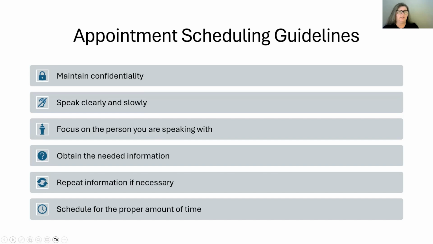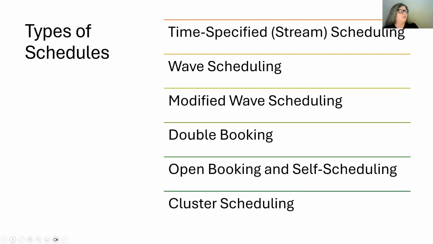But just make sure you get, absolutely name, absolutely date of birth, insurance name at least at minimum, the reason they're coming in so you can schedule them for the appropriate period of time, and then a good callback number for them, just in case. And like I just mentioned, scheduling for the proper amount of time, which we'll talk a little bit more about as we go through this.